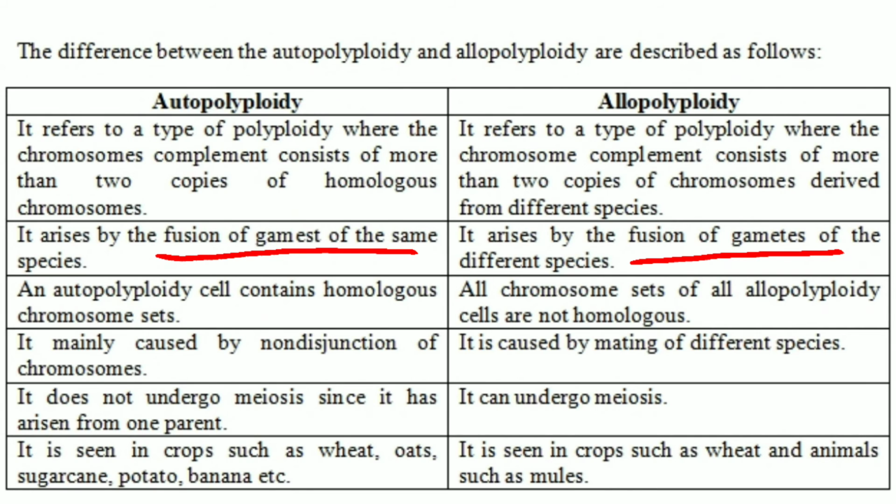Autopolyploid cells contain homologous chromosomal sets. All the chromosome sets of an allopolyploid are not homologs.